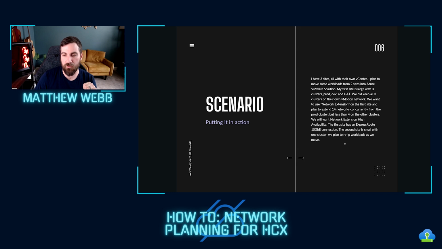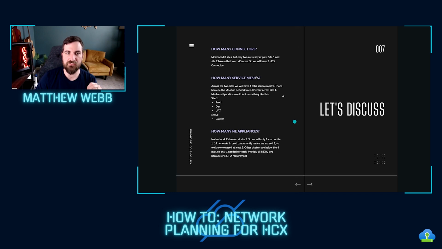The second site is small with 1 cluster. We plan to re-IP workloads as we move. Okay, so let's take everything we learned into action. How many IPs and appliances will we actually have?